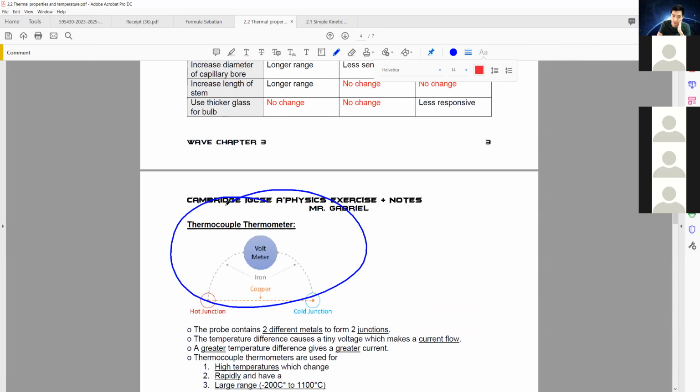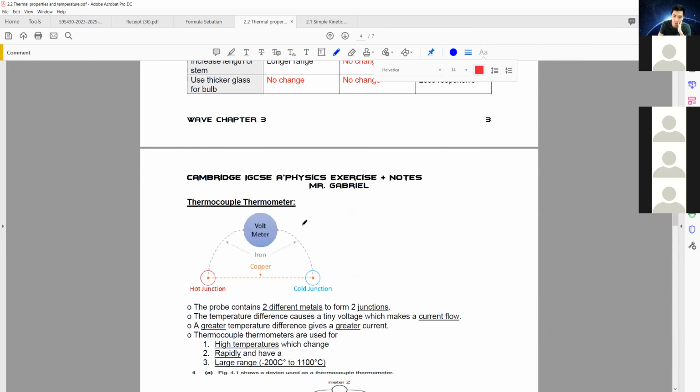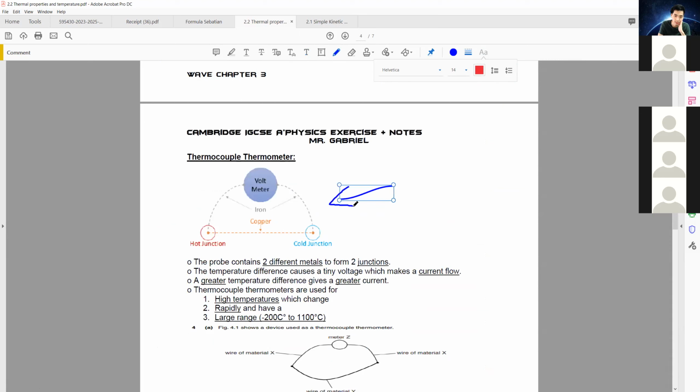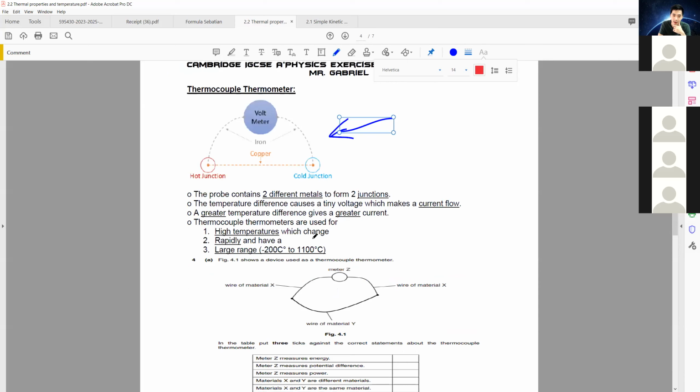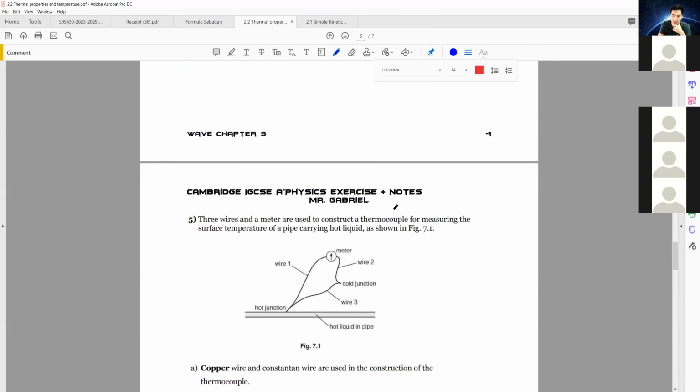Then this thermocouple is a whole new thing of its own. I don't think any one of you guys have ever seen this before. And truth be told, I don't think I've ever played with a thermocouple before, but I know the working principle of it. It's just that I never had the time to do this thing here.